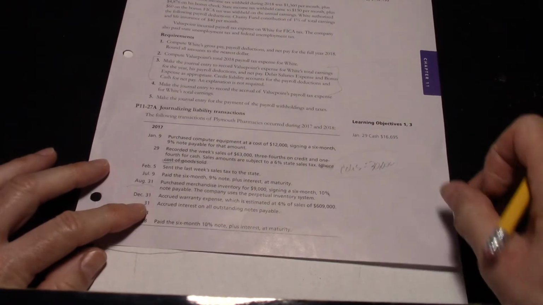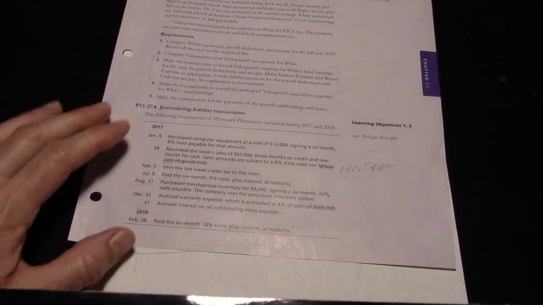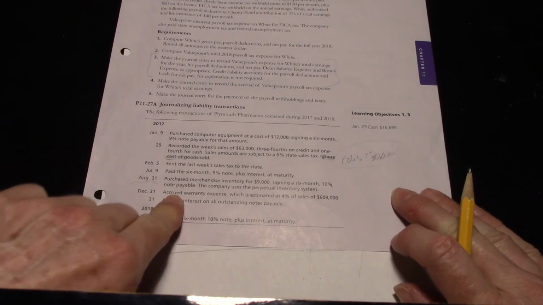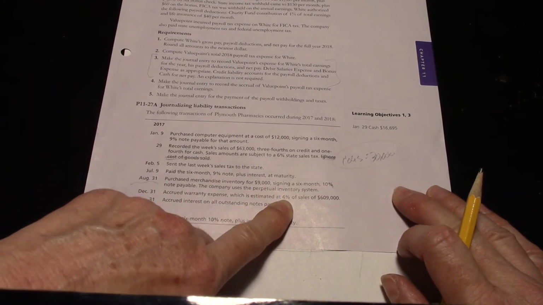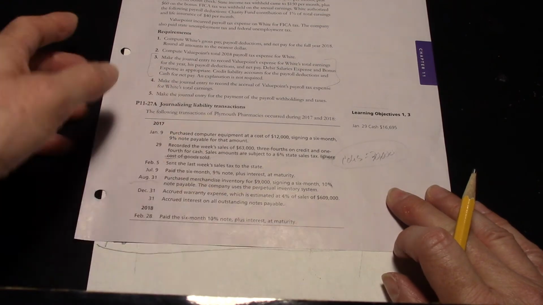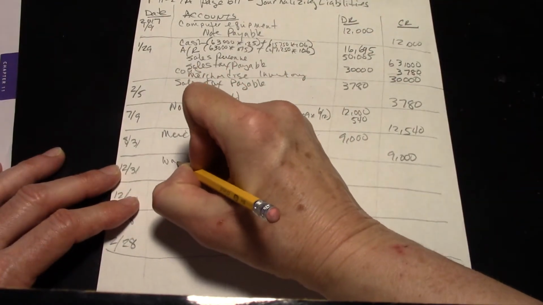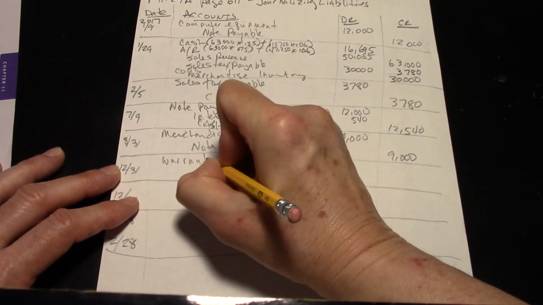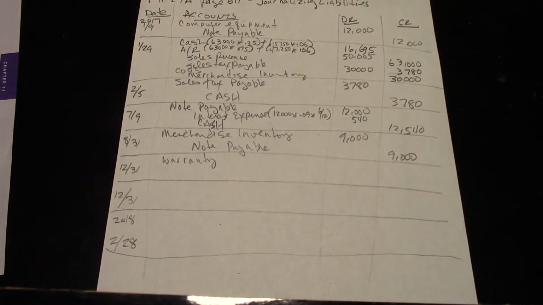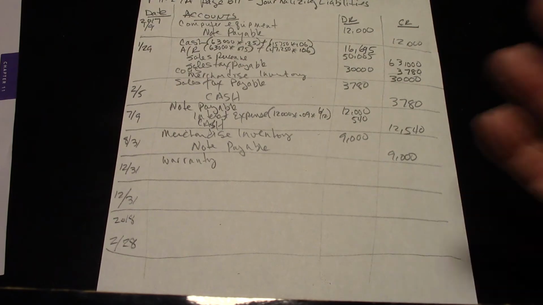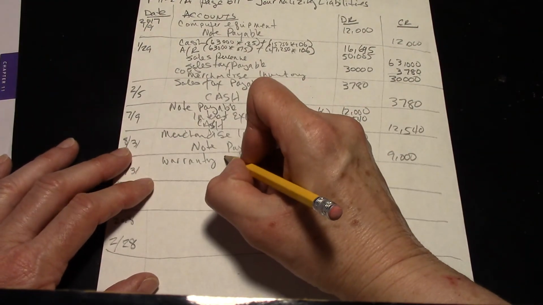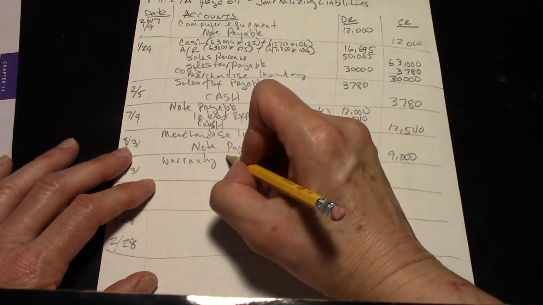What is next? Oh, end of the month. End of the year, I should say. Accrued warranty expense estimated at 4% of sales of $609,000. Okay, so warranty expense, we've got to estimate that. And then we'll have warranties payable in the future. People will say, hey, this thing broke, I want to return it. And so we'll use that warranty payable account as our liability.